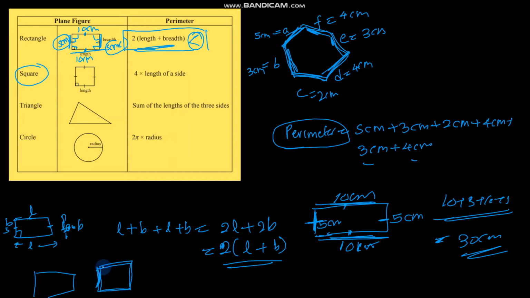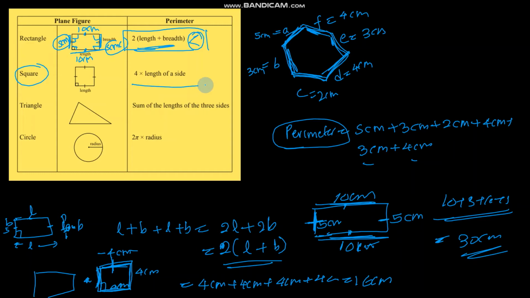The reason is all four sides of a square are equivalent to each other, right? So if someone gives this side as 4 centimeters, this means this is 4 centimeters, this is again 4 centimeters, this is 4 centimeters, and this is again 4 centimeters. So the total perimeter is 4 plus 4 plus 4 plus 4 centimeters. So altogether 16 centimeters.